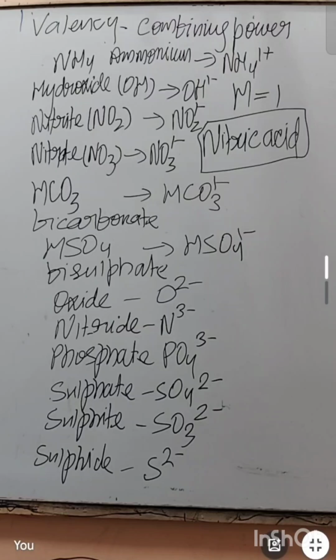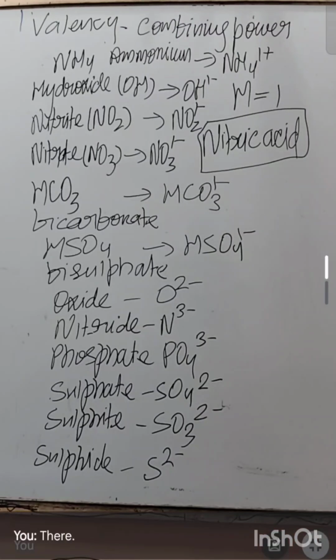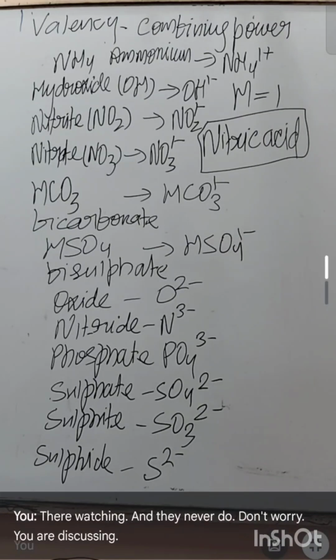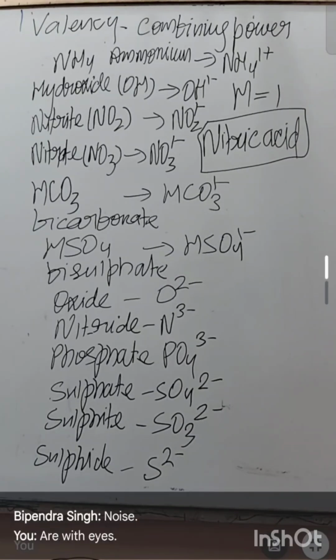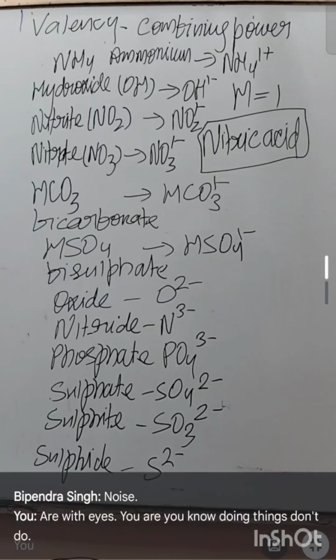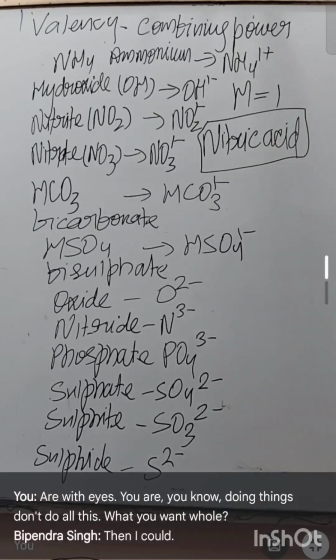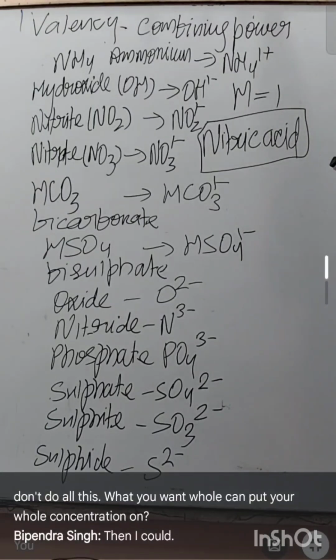H2. Hey, no cheating. So cheating कहाँ कर रहे हैं? नहीं मतलब don't murmuring. You are discussing. नहीं सर, नहीं डिस्कस कर रहे, ये बस बोल रही है. With eyes you are doing the things. Don't do all this. Put your whole concentration on this nitric acid.